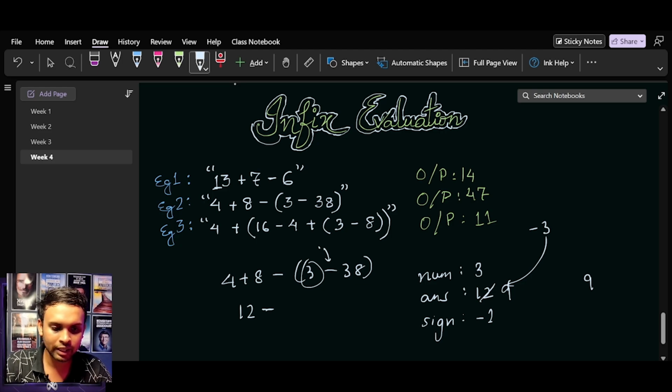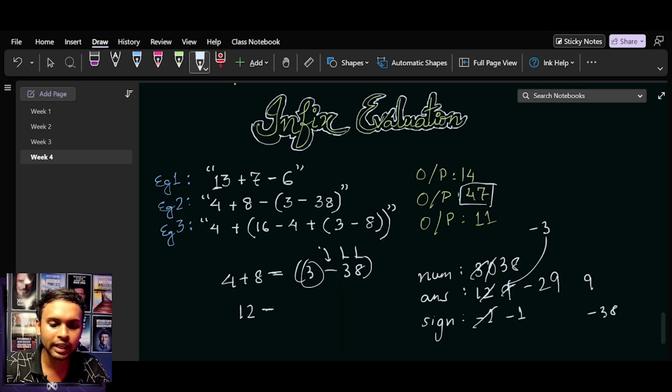After that you have a negative sign, so you again set this to minus 1. Then you will make 38, so your num value will become 38, right? Then 38 into minus 1, it will become minus 38, and then you will add this to answer. So your answer will become minus 29, but your answer should have been 47, right?